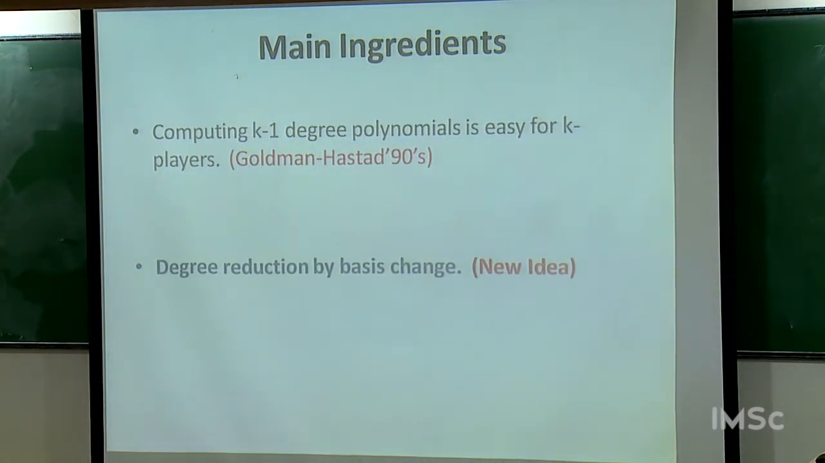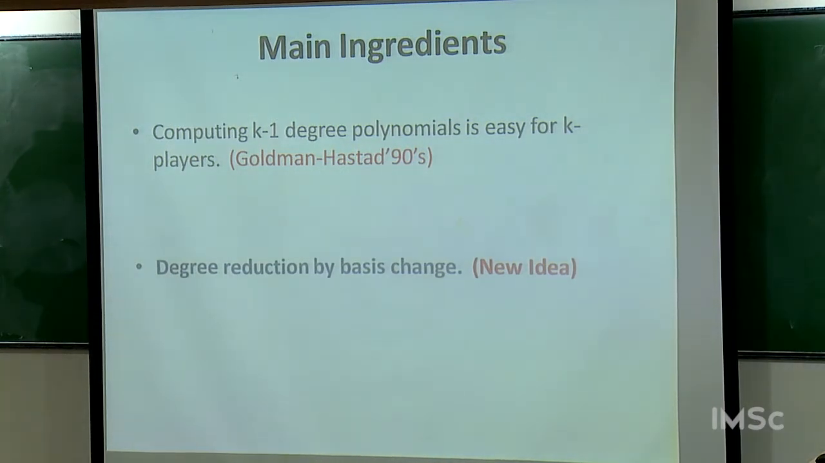In the previous one, there are two things that are used. One of them has been used before, even as early as Goldman and Håstad, which says that if you have a k minus 1 degree polynomial and there are k players, since every monomial is visible to some player, computing k minus 1 degree polynomials becomes easy for k players. This was known for long, but in general you don't have degree k minus 1 polynomials. The inner function depends on k bits.